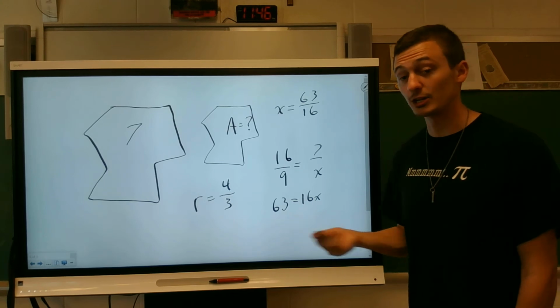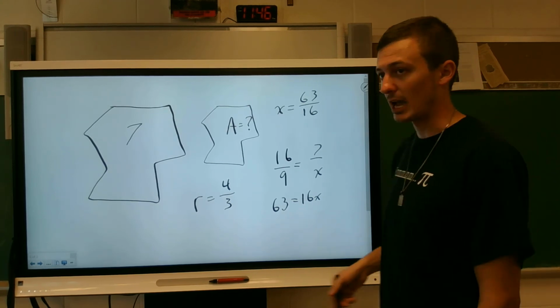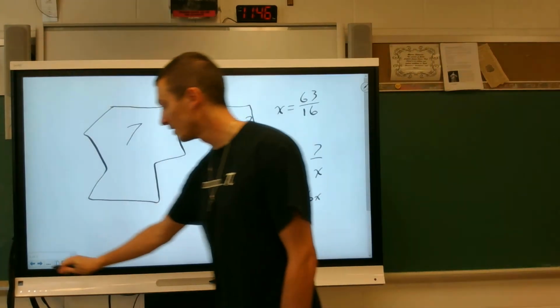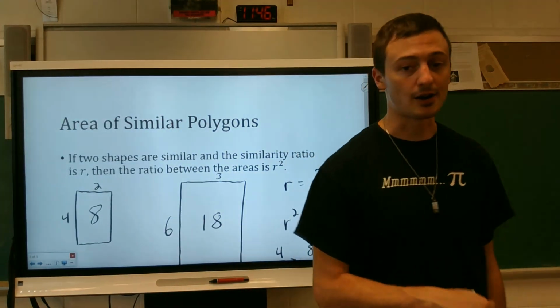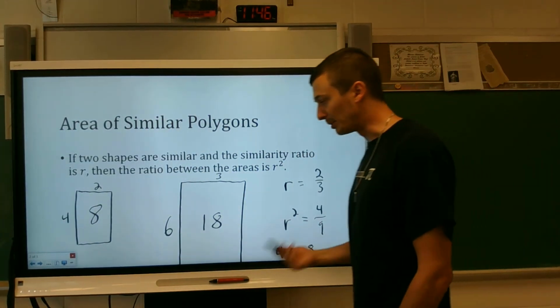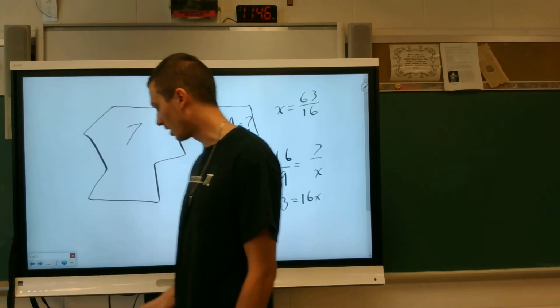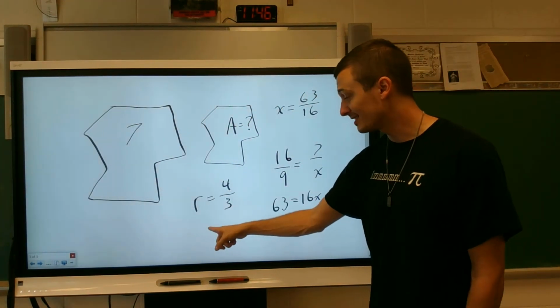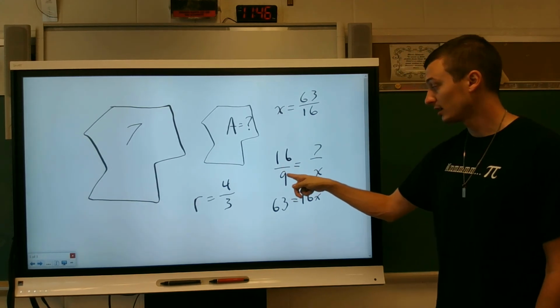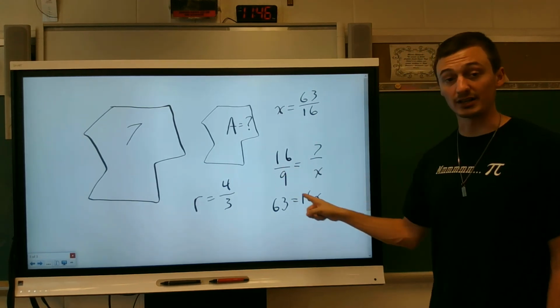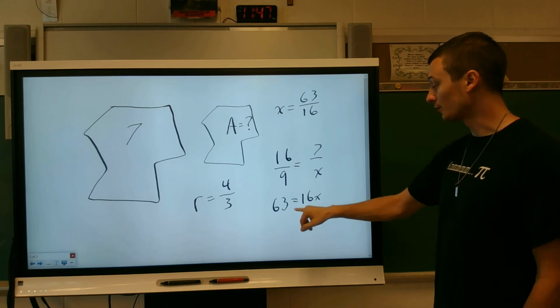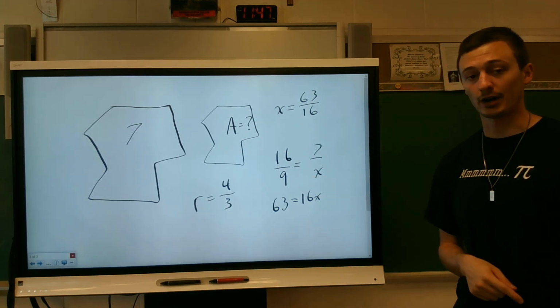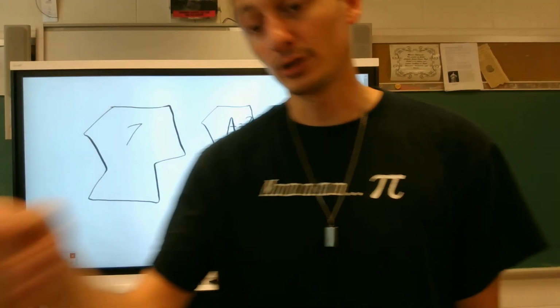That's it. That's how you would use this. So I don't have to calculate the area. It was easy enough using rectangles to calculate the area and just say it's 18. But if I come across something that's a little more complex, I can use the ratio between sides, square it, and this is the ratio between areas. And then I can just solve this proportion and find the missing area. That's that. Similar areas.